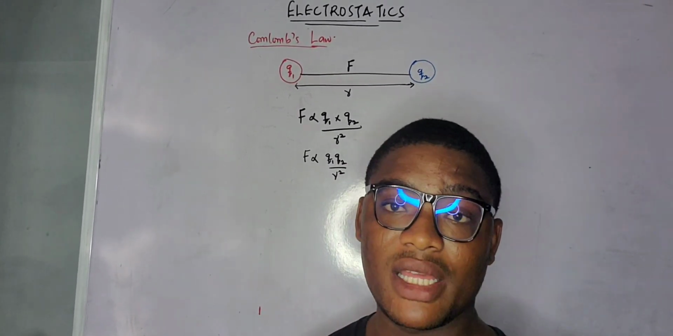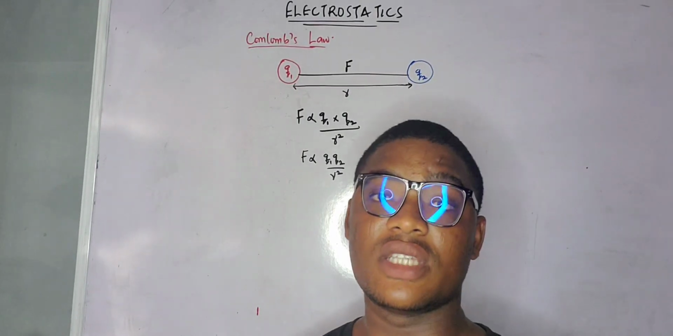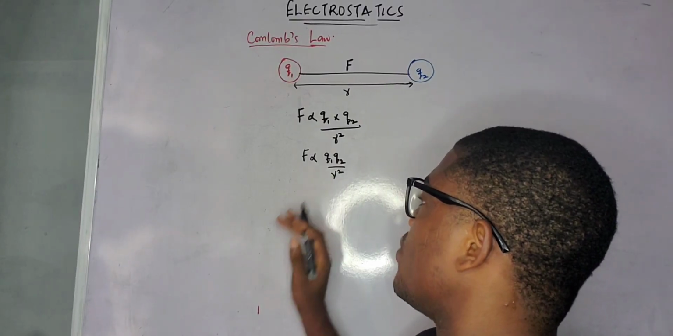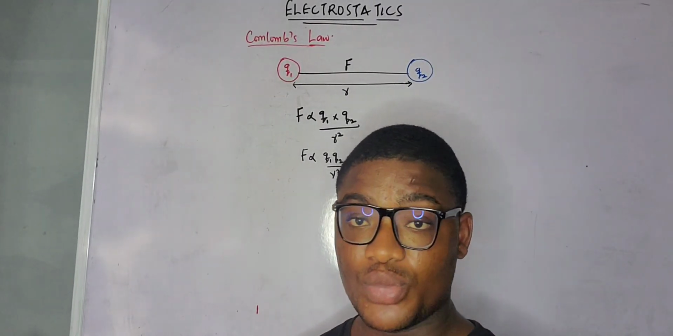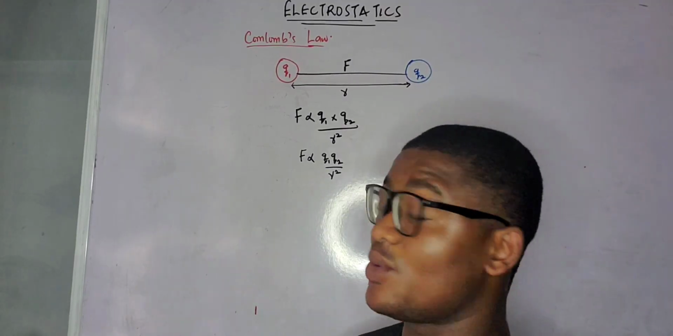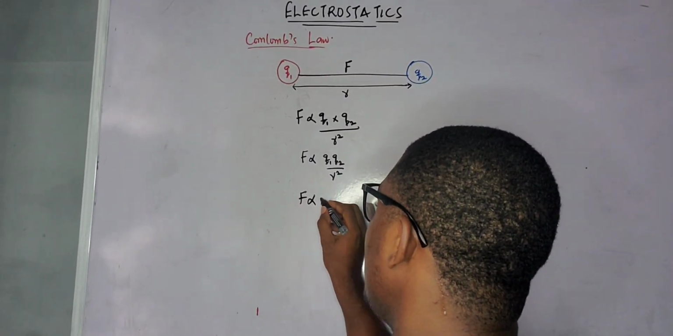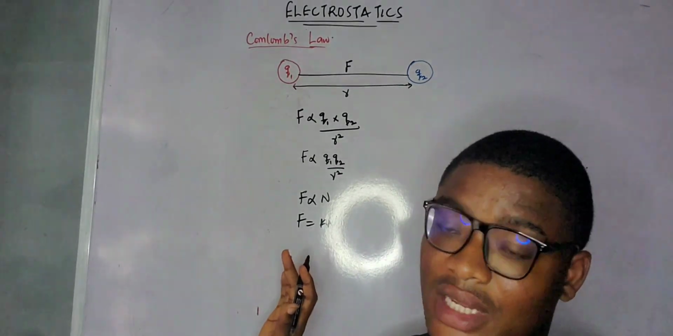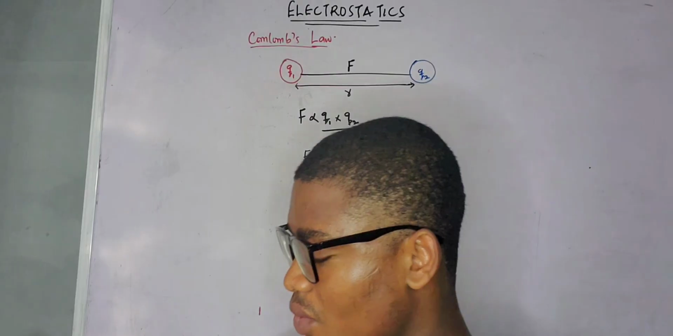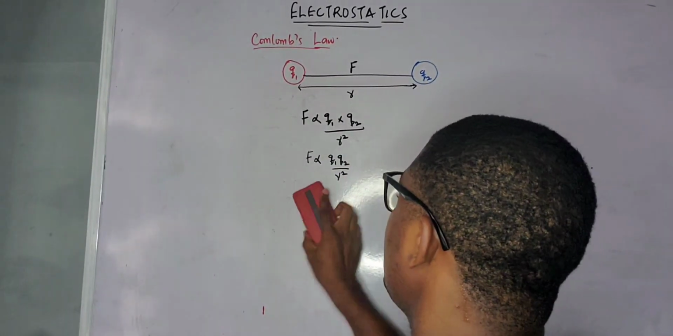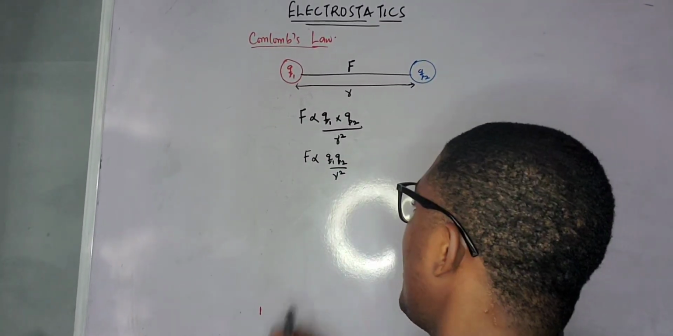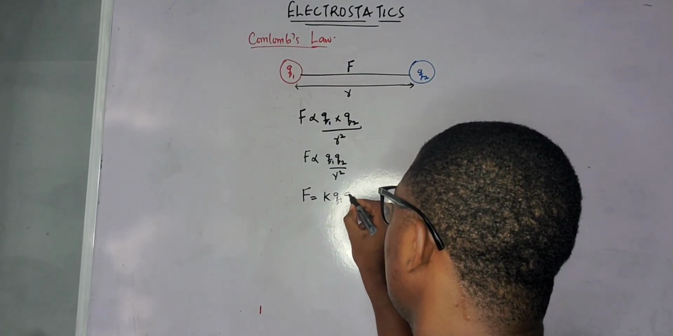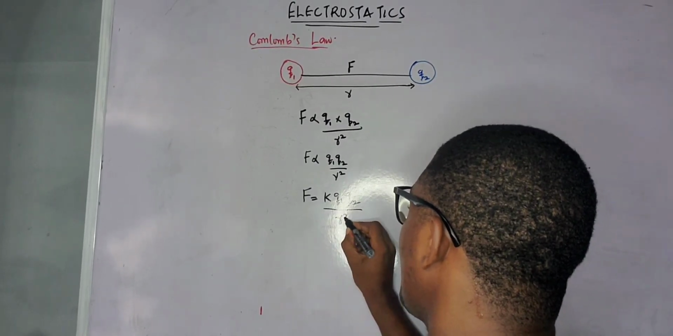I don't think me multiplying Q1 times Q2 should be a problem for you. So can you see F is directly proportional to Q1 Q2 over R squared. So now you know how you write your proportionality constant. When you have something like this, let's say F is directly proportional to n, we can say F equals Kn, right? So you know how to do stuff like that. With that now, that is where we are going. So we can say F equals K Q1 Q2 over R squared.